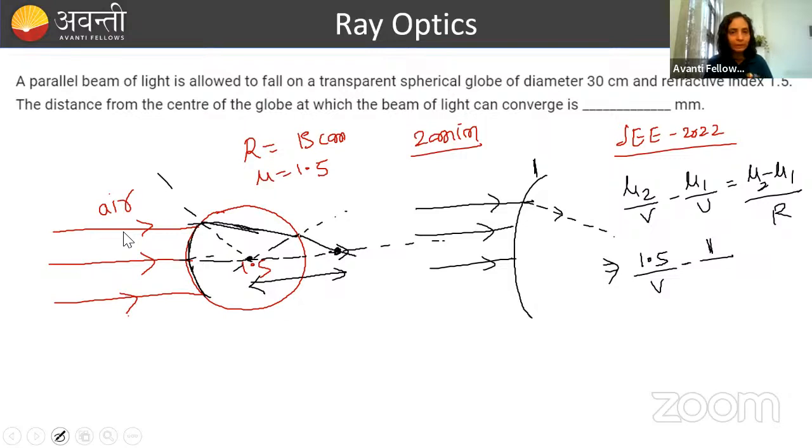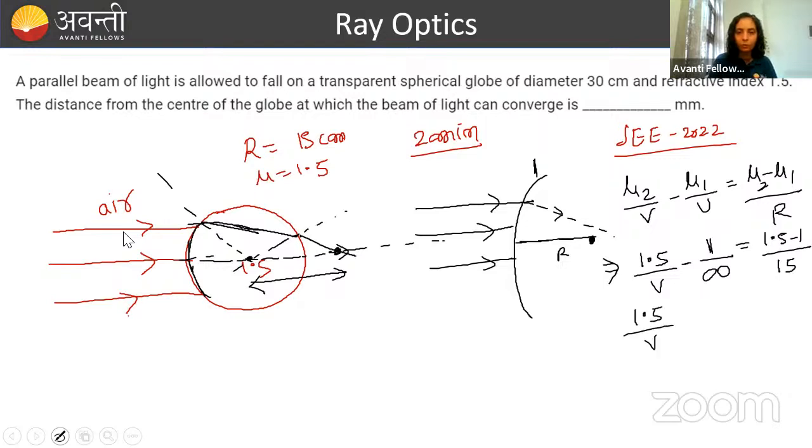So image object distance will be what? Infinity. Equal to 1.5 minus 1 by r you will write, and r is equal to how much? 15 centimeter. But what will be the sign convention? Now you see, its center of curvature is here. So r is this, and this we are measuring along the direction of incident light. So that will be positive 15.